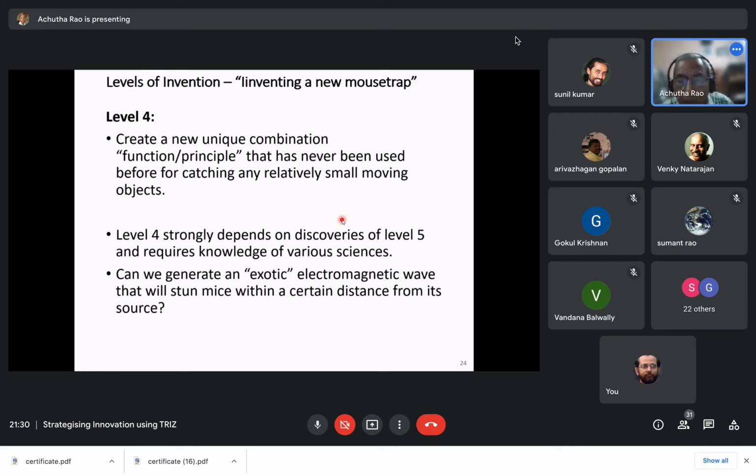Can we generate an exotic electromagnetic wave that will stun the mice within a certain distance from its source? So I look for knowledge that we call field. That means dealing with all magnetic fields, chemical fields, sonic fields, ultrasonic fields, et cetera. So the future depends upon more and more use of the field. The digital world actually exploits a field to a very great extent.